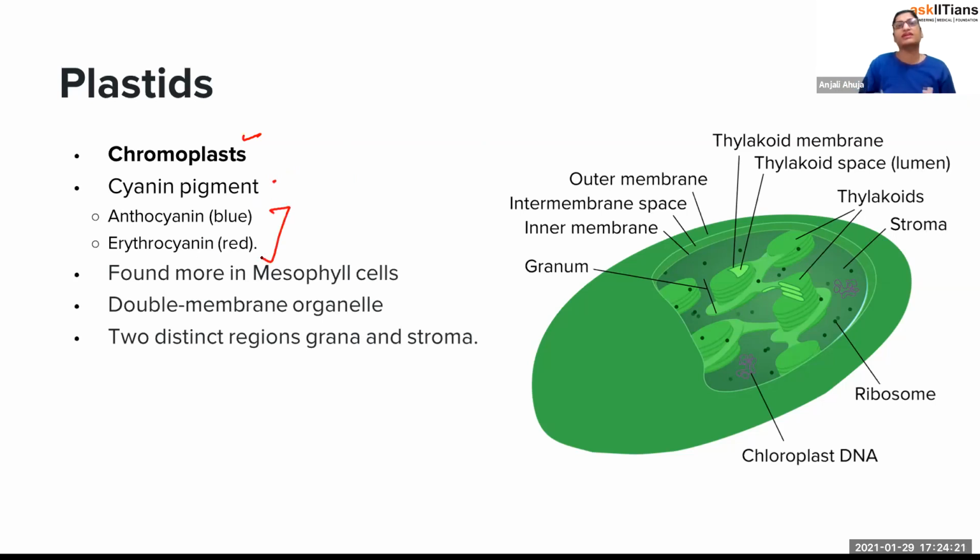These are mainly the blue or red pigments which are present, but other than this, carotenoids are also of many types. They are mainly found in the mesophyll cells. They are double membranous organelles. In this, what they have explained about mesophyll cells is actually about the chloroplast. I'll tell you this separately because I have categorized it as a separate, third category.